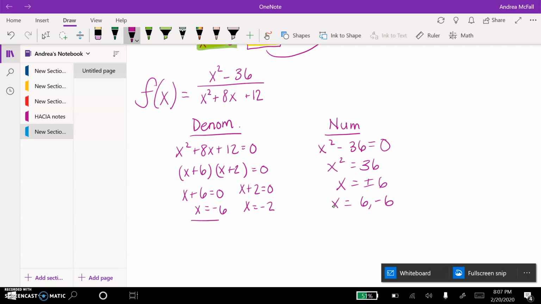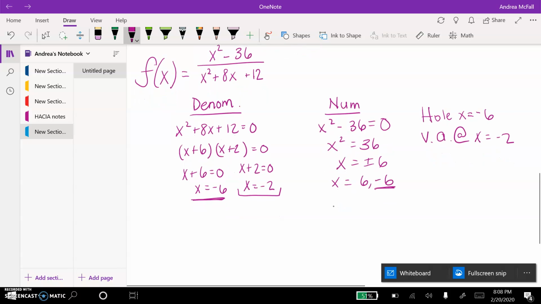And I see that negative 6 and negative 6 are in common. So that means that I have a hole at the place they have in common. X equals negative 6. And then negative 2 does not match with anything in the numerator, so that makes it a vertical asymptote. Now, there's this value of x equals 6 left in the numerator, but it doesn't mean anything.